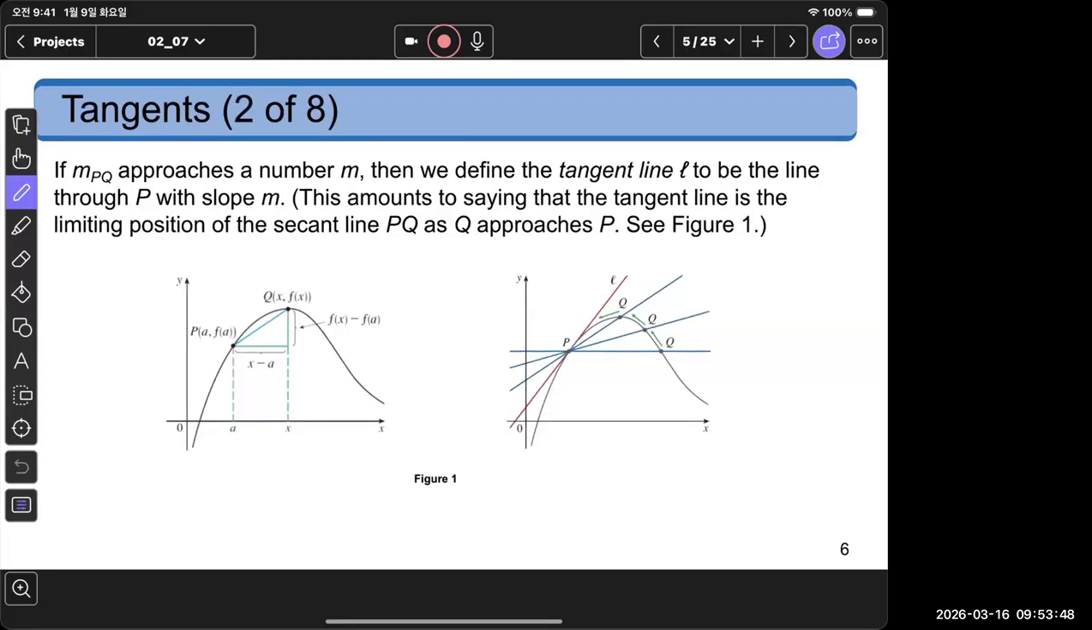So here is the graph of the situation. I have this curve C, which is representing the graph of the function. When x is A, f of A defines one point on this curve C. And at some other point, say x, you have another point Q. Then you can think of one line passing through these 2 points. This line is called the secant line.